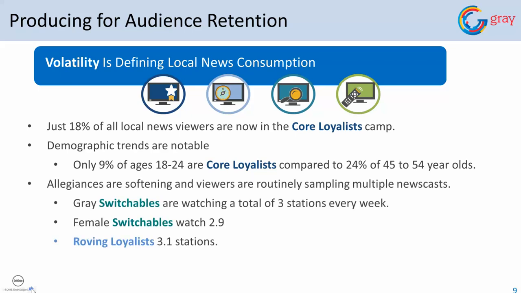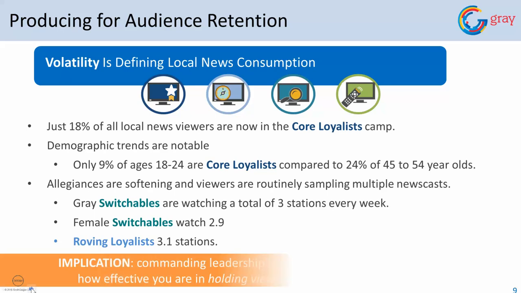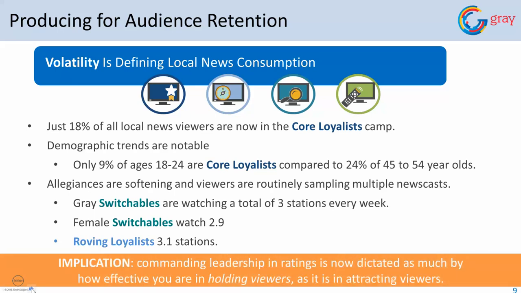And then, of course, as we look at some other key audience segments, you see that roving loyalists are sampling about 3.1 stations a week. So they're really going to see your competitors, even if you are their favorite station. The implication is that you may really want to be this commanding leadership position in your market, but it's just as much defined now as how effective you are at holding your viewers as it is in attracting viewers before the newscast starts.